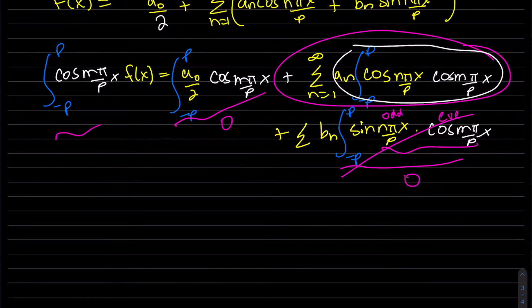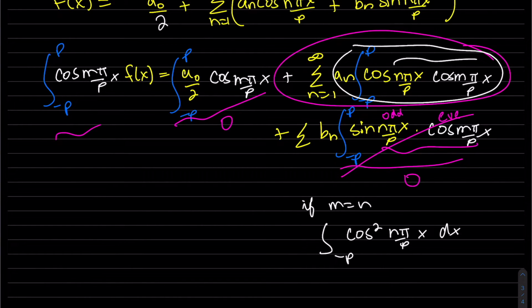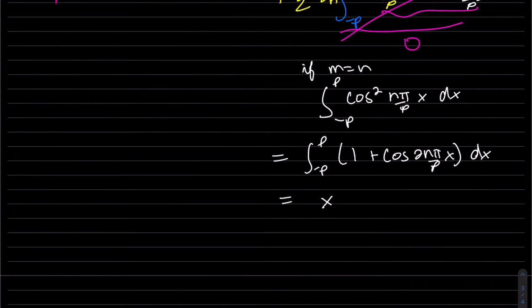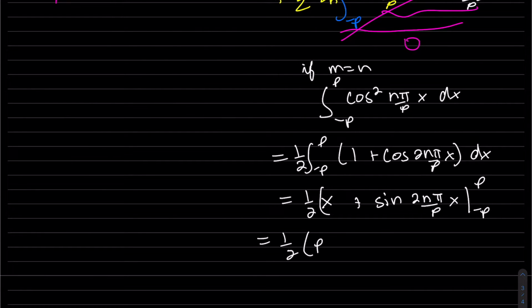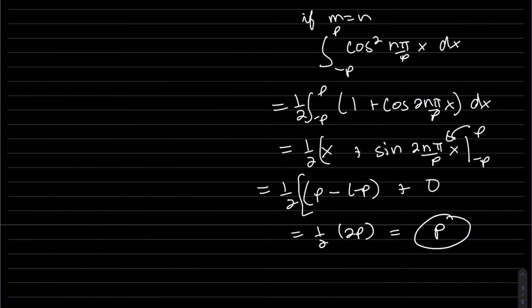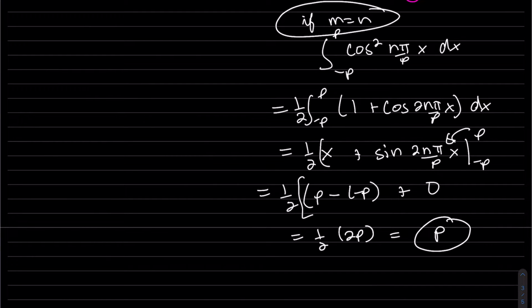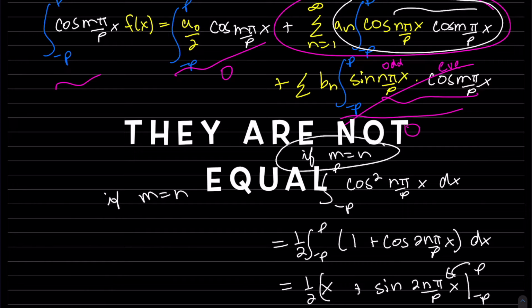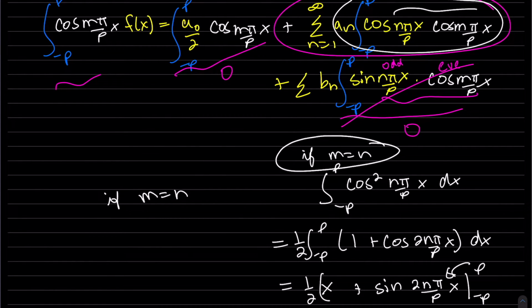So if m is equal to n, here, we get, with the half in the front, and both of those will be 0. So we get p. So that's in the case where they're equal, and if we've already shown that this is an orthogonal set, so we will get 0.